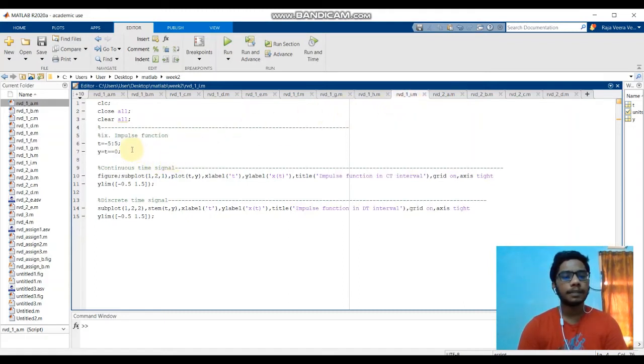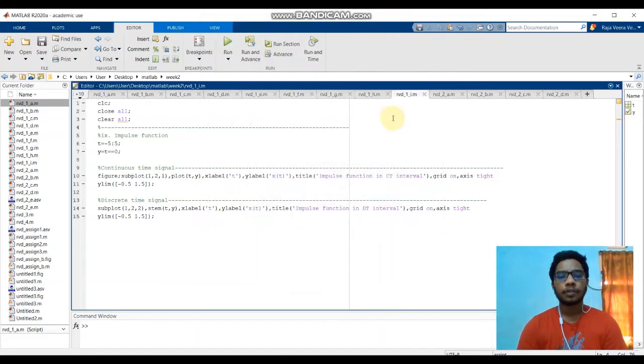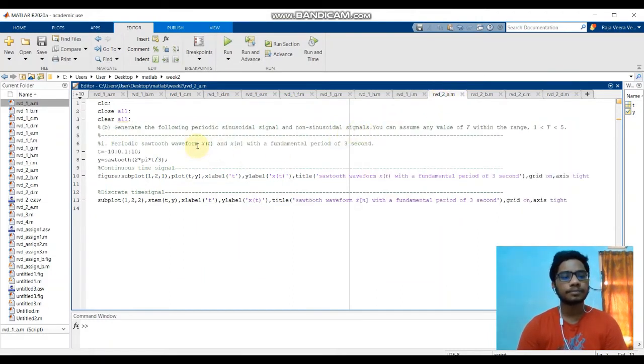The next part is the impulse function. When we run the code, this is an impulse function from time interval 0 to t in continuous time interval, and this is an impulse function in discrete time interval. Now moving on to the second part of generating basic waveforms. In the second part, we will be dealing with generating periodic signals.